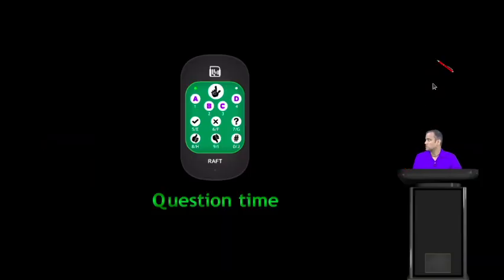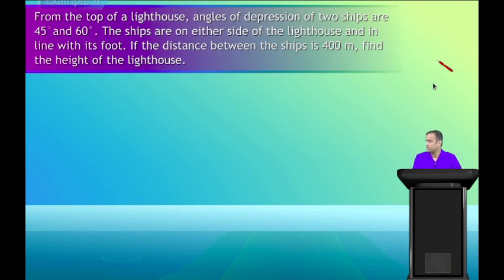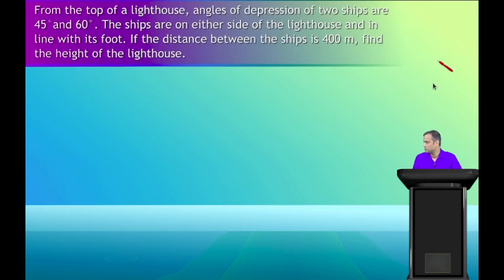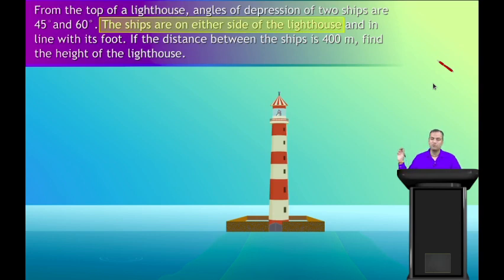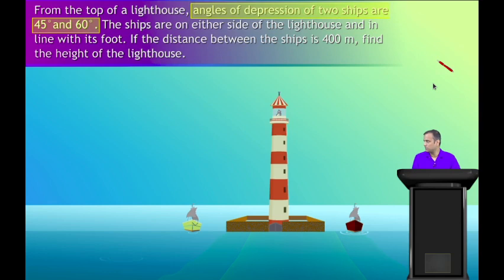Now next, from the top of the lighthouse, the angles of depression of two ships are 45 and 60 degrees. So let's visualize this one. So this is the lighthouse. I think you know what the work of a lighthouse is. Yes, it shows the path to the ships in the night. So here are two ships, both ships on either side of the lighthouse.